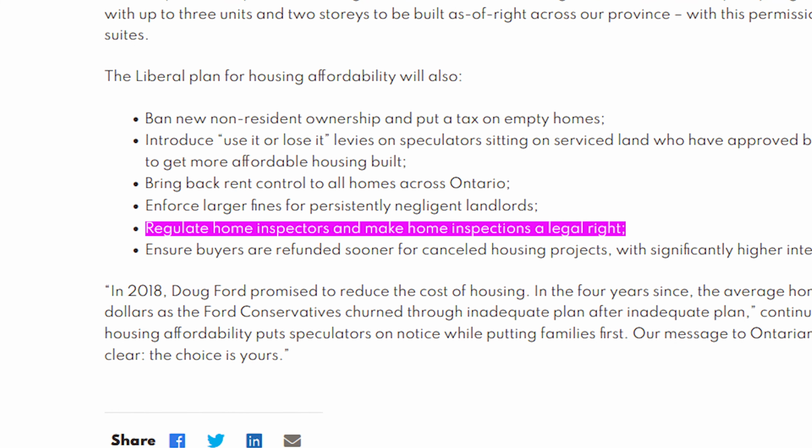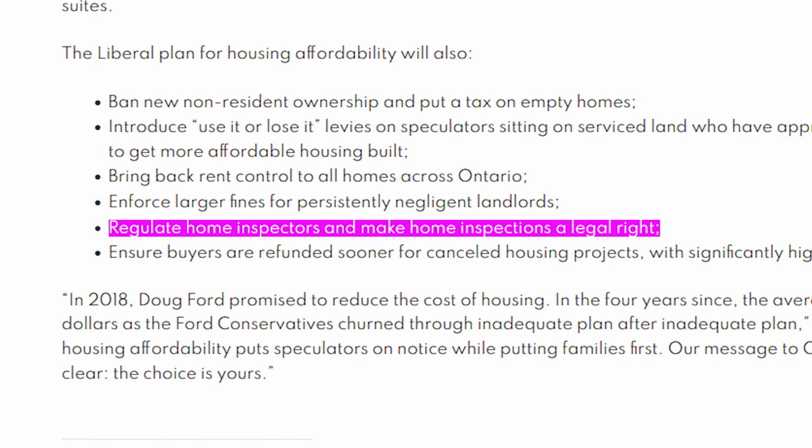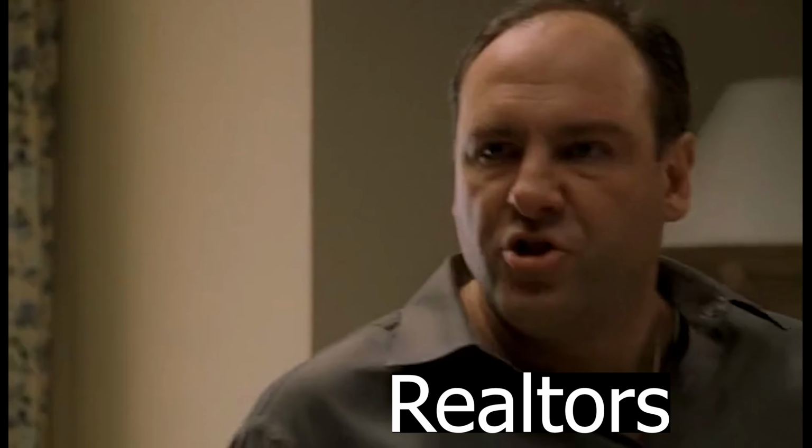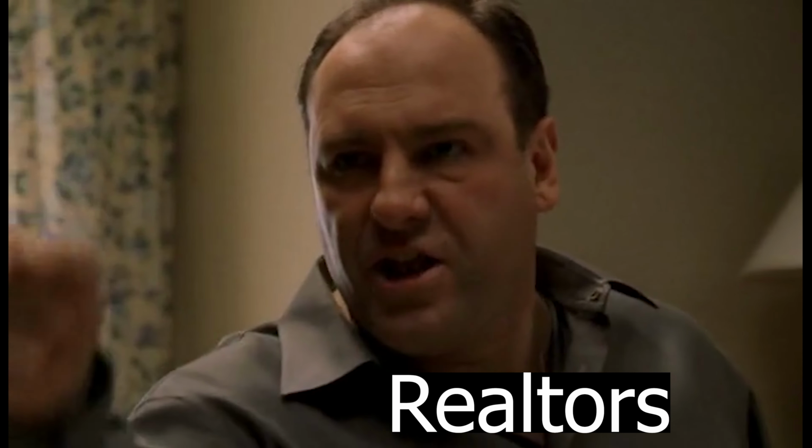And finally, the Liberal platform plans to make home inspections a legal right. And this closely follows that of the Federal Liberal Party, who promised to make home inspections a legal right in their Homebuyers Bill of Rights, which we haven't heard too much about since the election. I think this legal right would be welcomed by many first-time homebuyers who have, in the past few years, been hesitant to include a home inspection condition on their offer to purchase for fear that that offer would not be accepted.